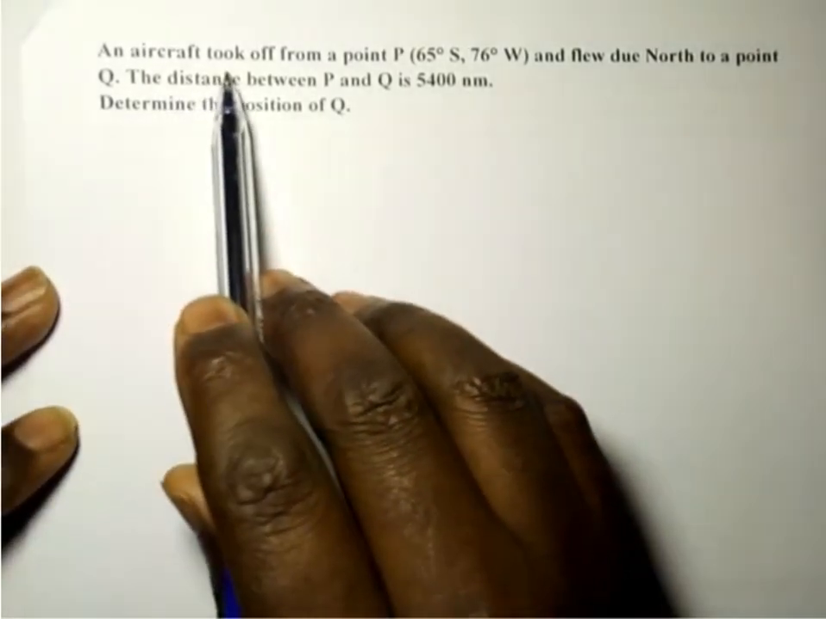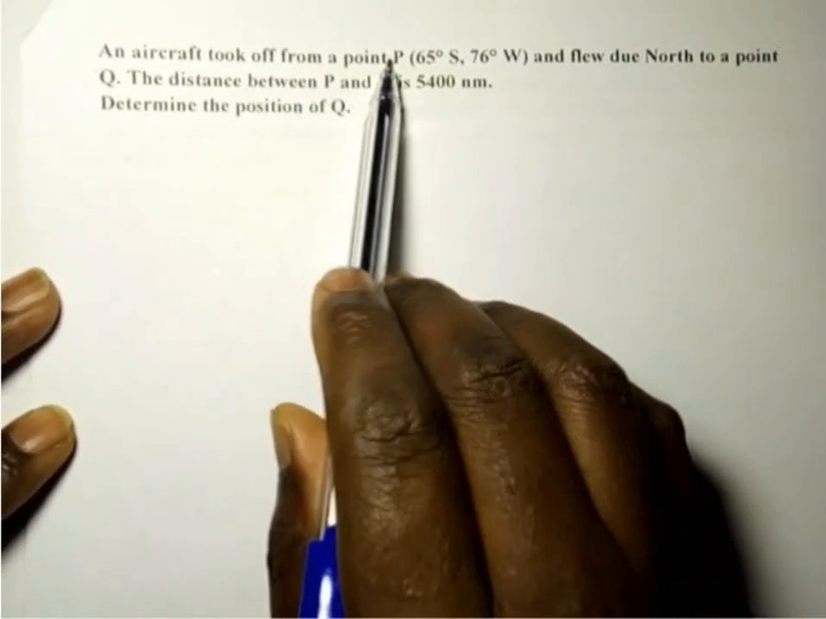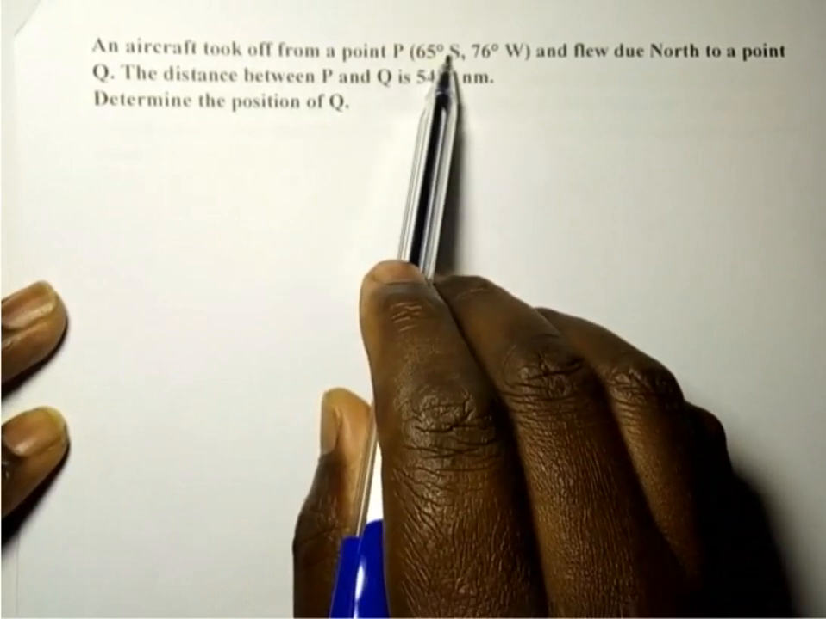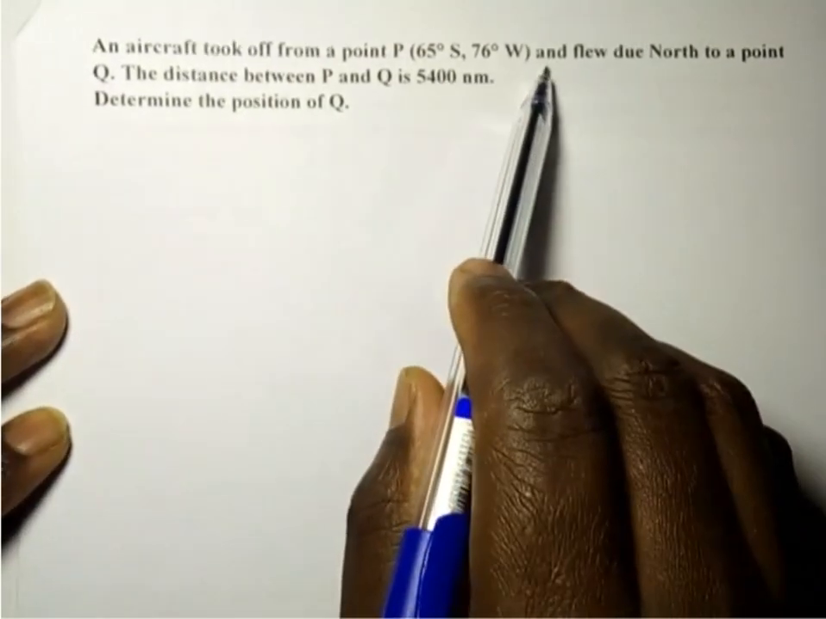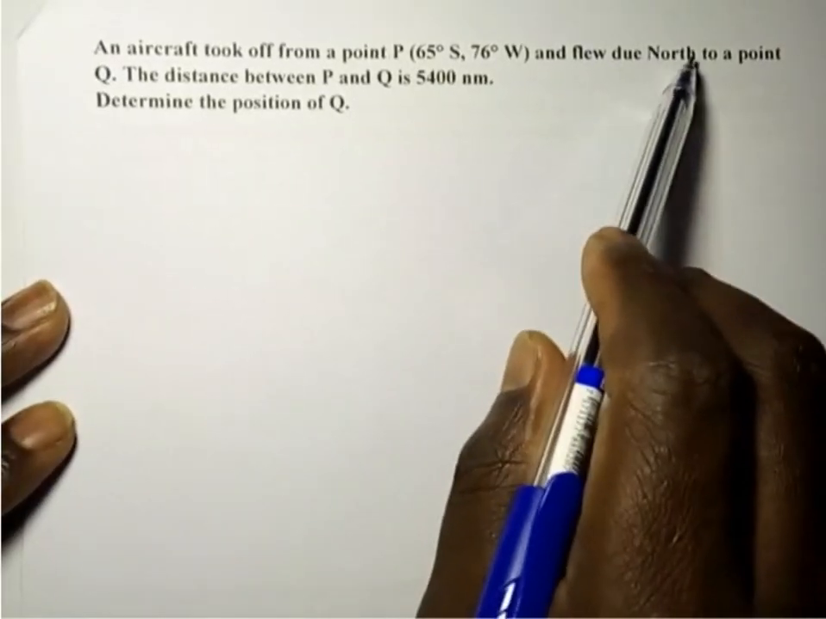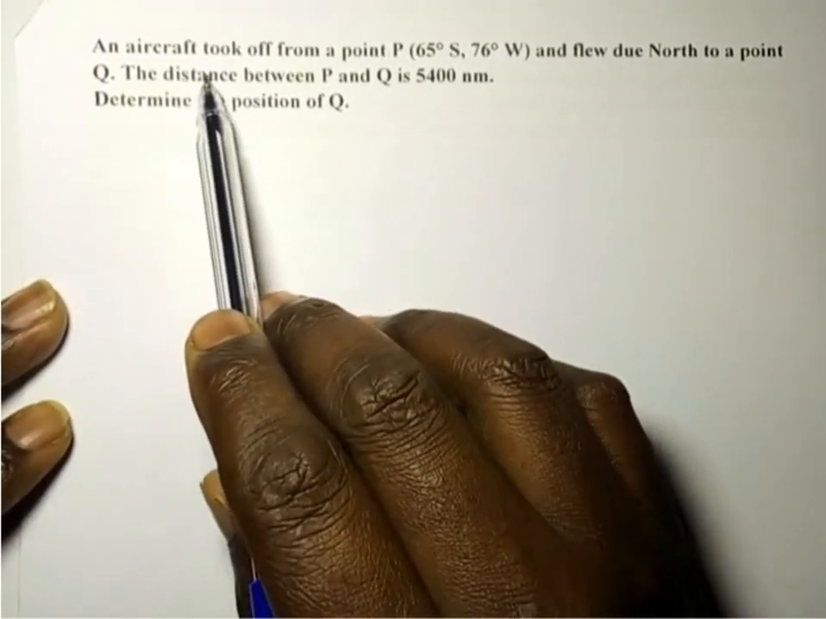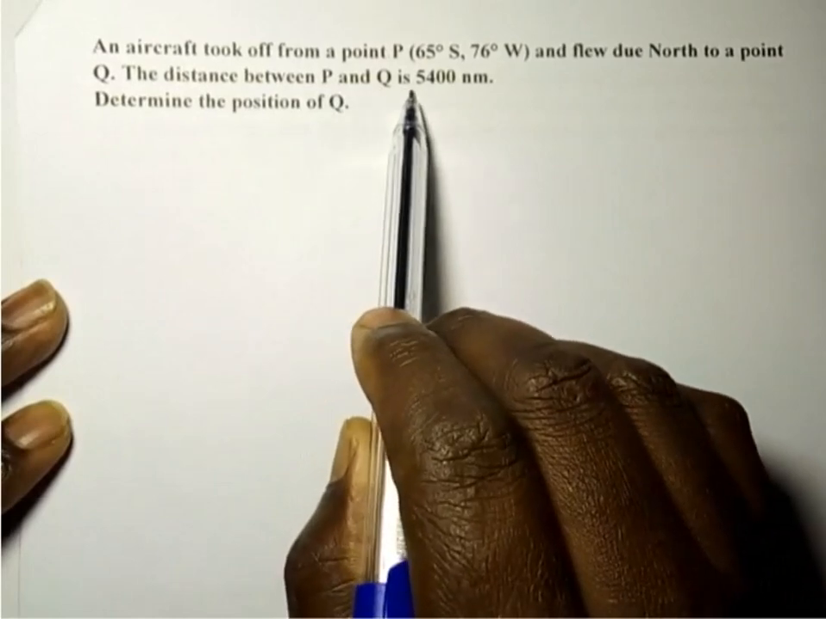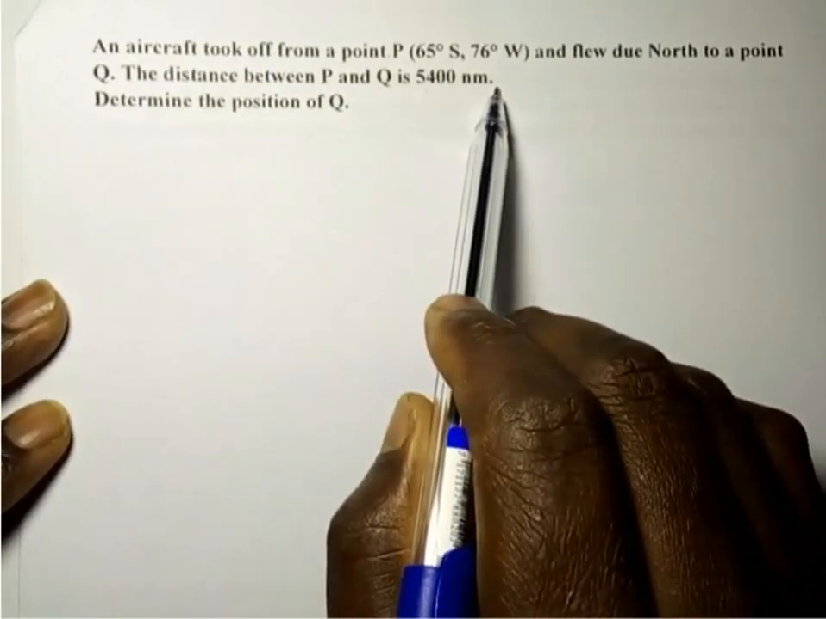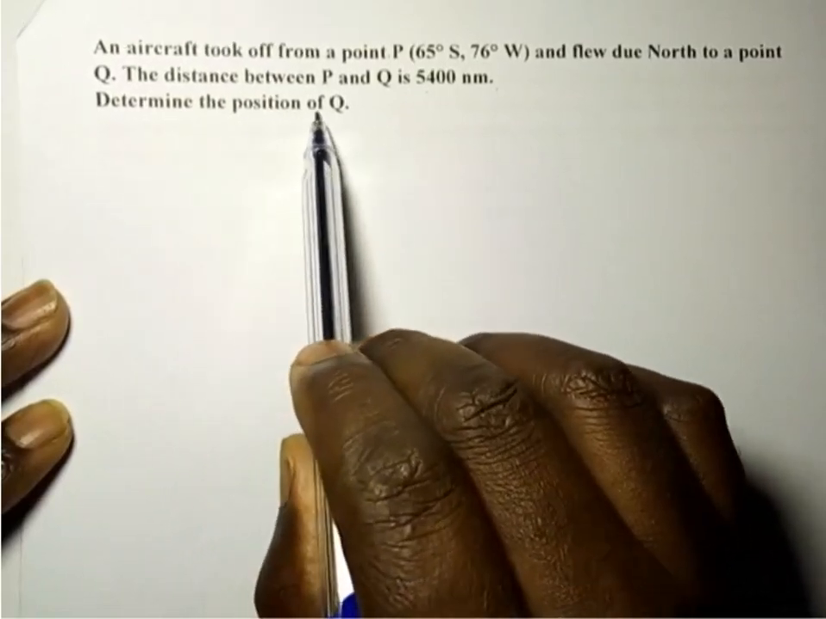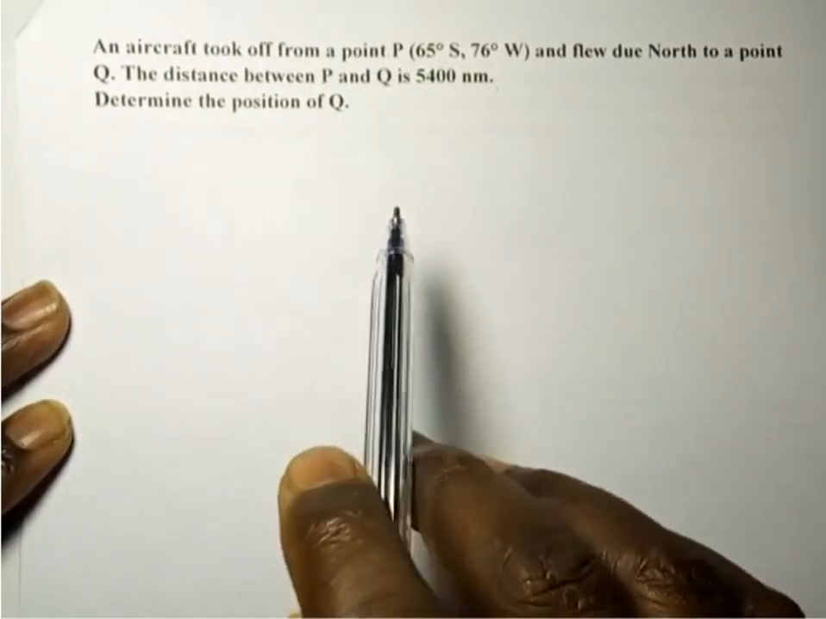An aircraft took off from a point P, 60 south, 76 west, and flew due north to a point Q. The distance between P and Q is 5,400 nautical miles. Determine the position of Q.